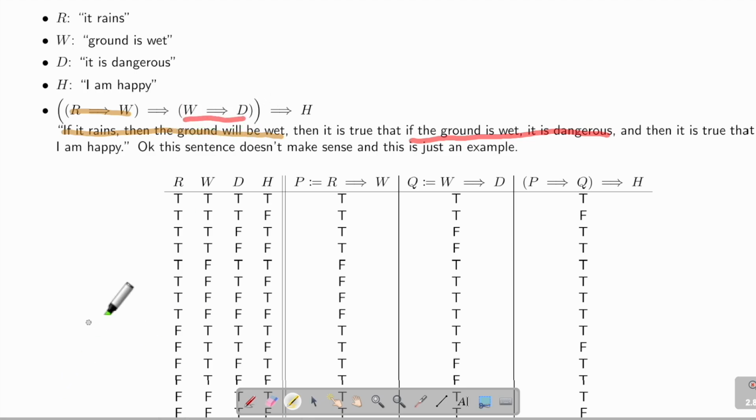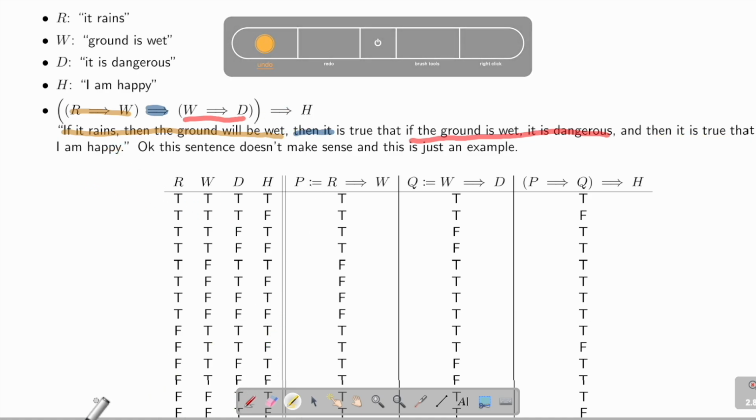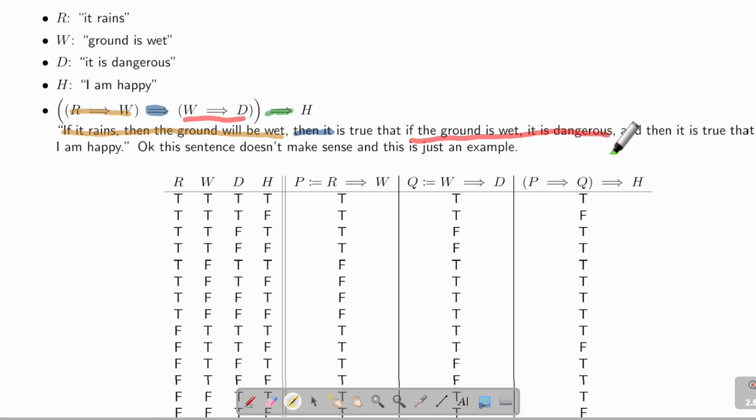So what about this arrow? This arrow is this then, okay? Again, we are talking about logic. Of course, normally you won't be happy, this does not make sense. But I'm now using this as an example. This is a crazy example, so you have a strong impression, that means you remember it. Then it's true that I'm happy. I should not use the same color, so I should use green. So this is the then, this is the then, and then I'm happy. If it rains, then the ground will be wet. Then it's true that if the ground is wet, it's dangerous, and then I'm happy.